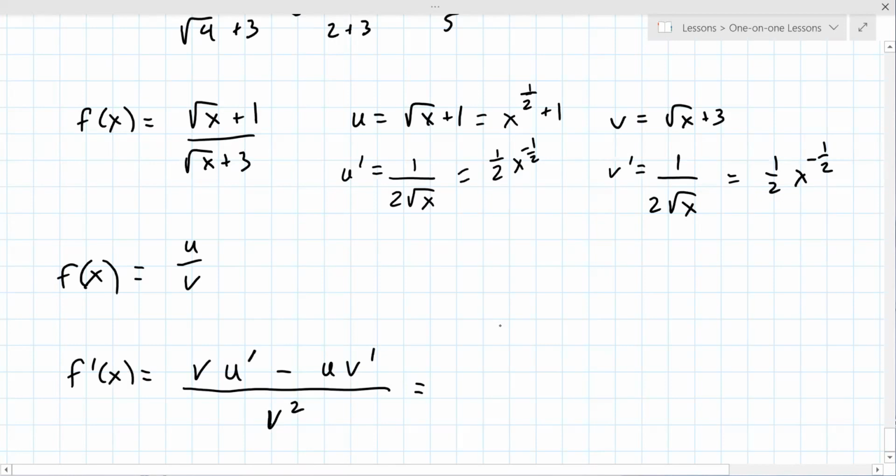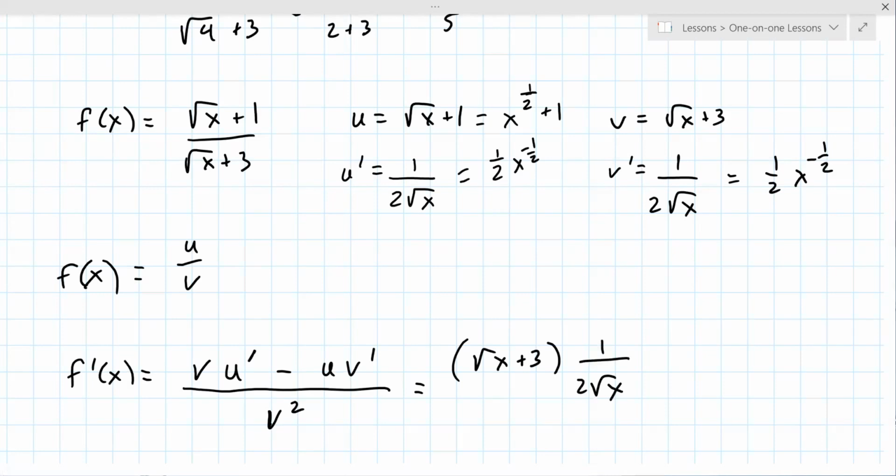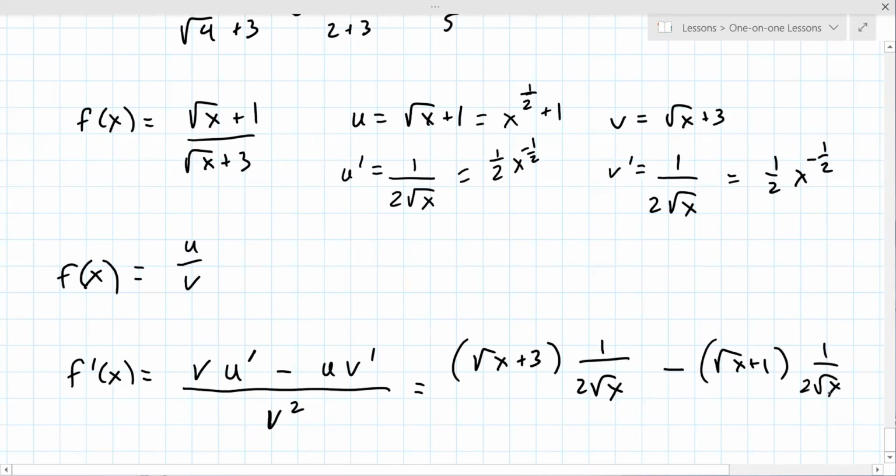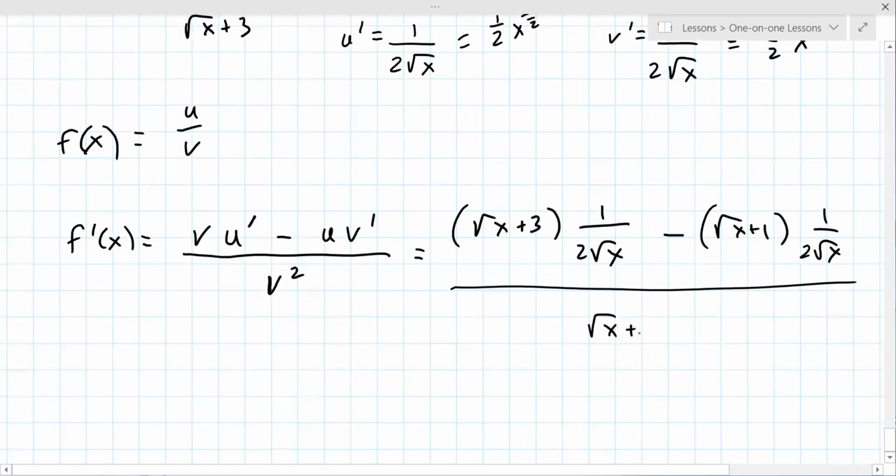So v is square root of x plus 3. U prime, I'm going to use this first one, 1 over 2 square root of x, minus u, which is square root of x plus 1, times v prime, 1 over 2 square root of x. And then that's all over (square root of x plus 3) squared.